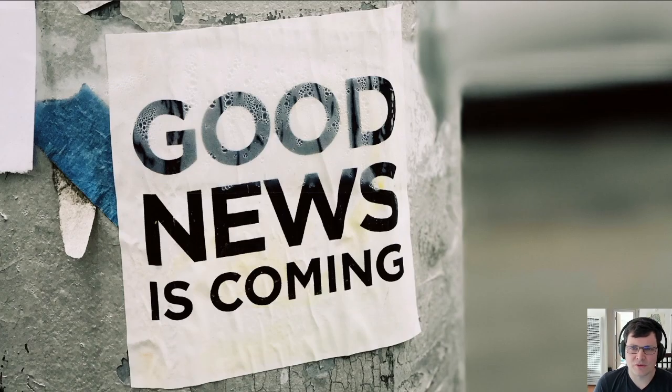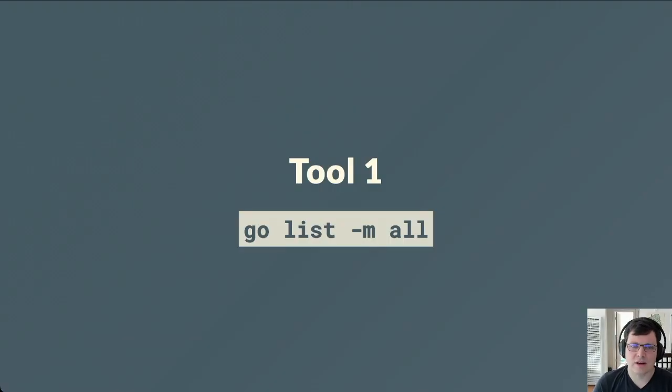But there's good news. We have tools. There are tools built into the Go toolchain that will tell us all of these things. So let's have a look at them. The first tool is the go list -m tool. This command is really powerful. It has a lot of options and it can tell you a lot about your Go code. One of them being what all of your dependencies are, including your indirect dependencies. Let's have a look.